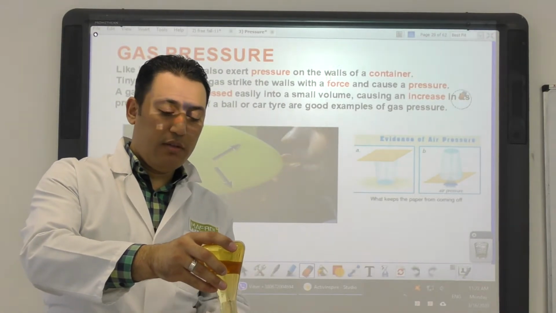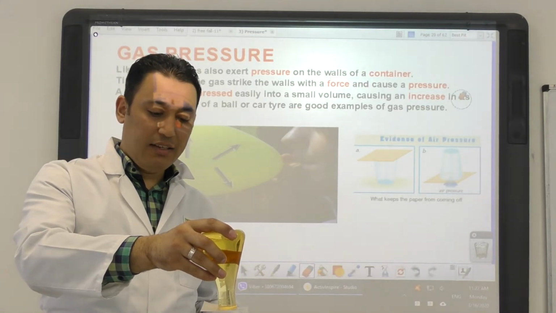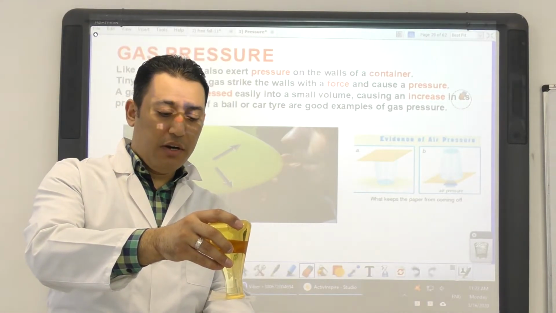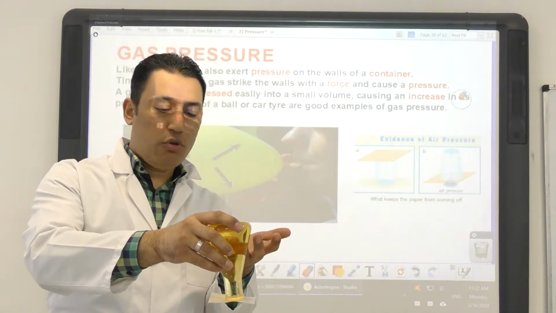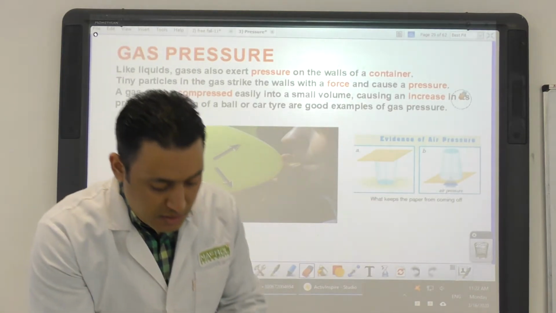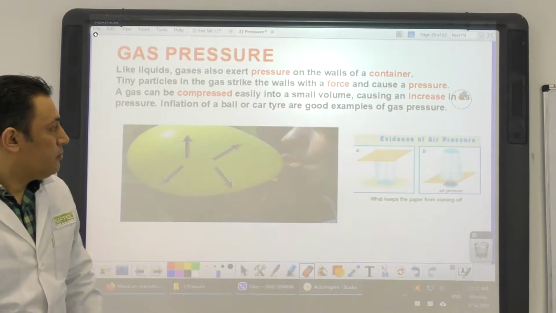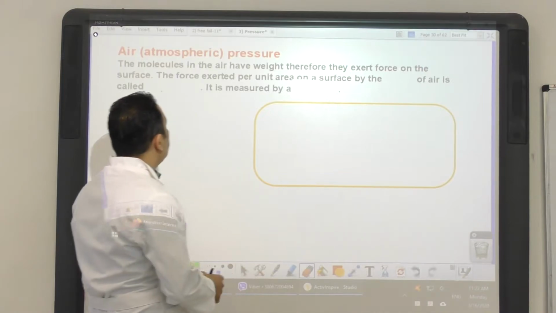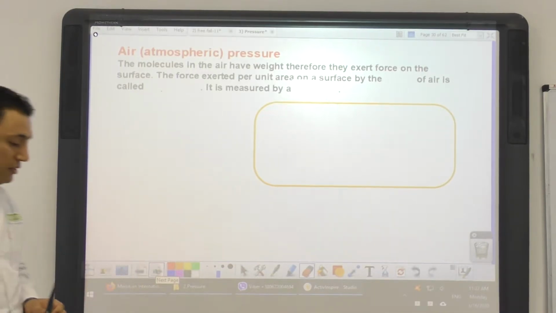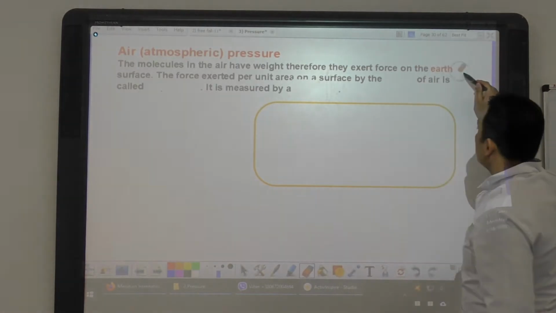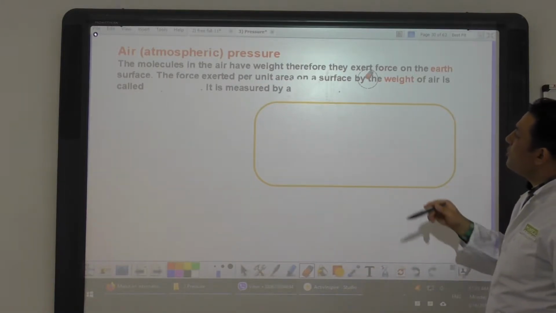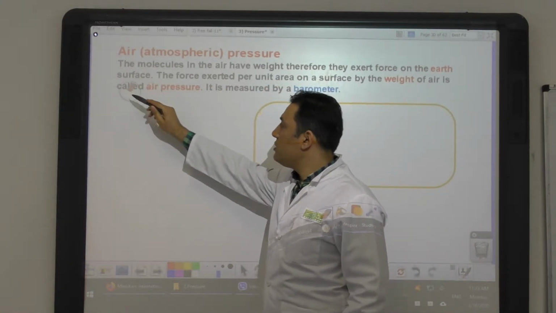As I move my hand away, the paper stays at the mouth of the beaker because there are lots of air particles pushing the paper upward. There is almost no air inside the beaker. So, the atmospheric pressure or air pressure: the molecules in the air have weight. Therefore, they exert force on the objects on the Earth's surface. The force exerted per unit area on the surface by the weight of air is known as air pressure.